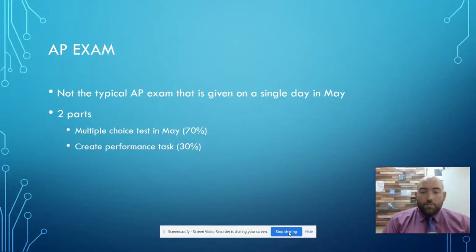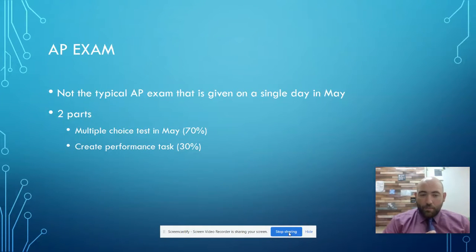We will have a final exam in this course that we will take before the AP exam. If your student is going for the AP credit, not only are they going to take that exam, but they also have to take the AP exam for College Board. This is not the typical AP exam because it's not just a one-day exam. You may see on the screen there are 2 parts that make it up. 70% comes from the multiple choice test that will be given in May. That's your typical AP exam: they go in, take the exam, and that counts for 70%.